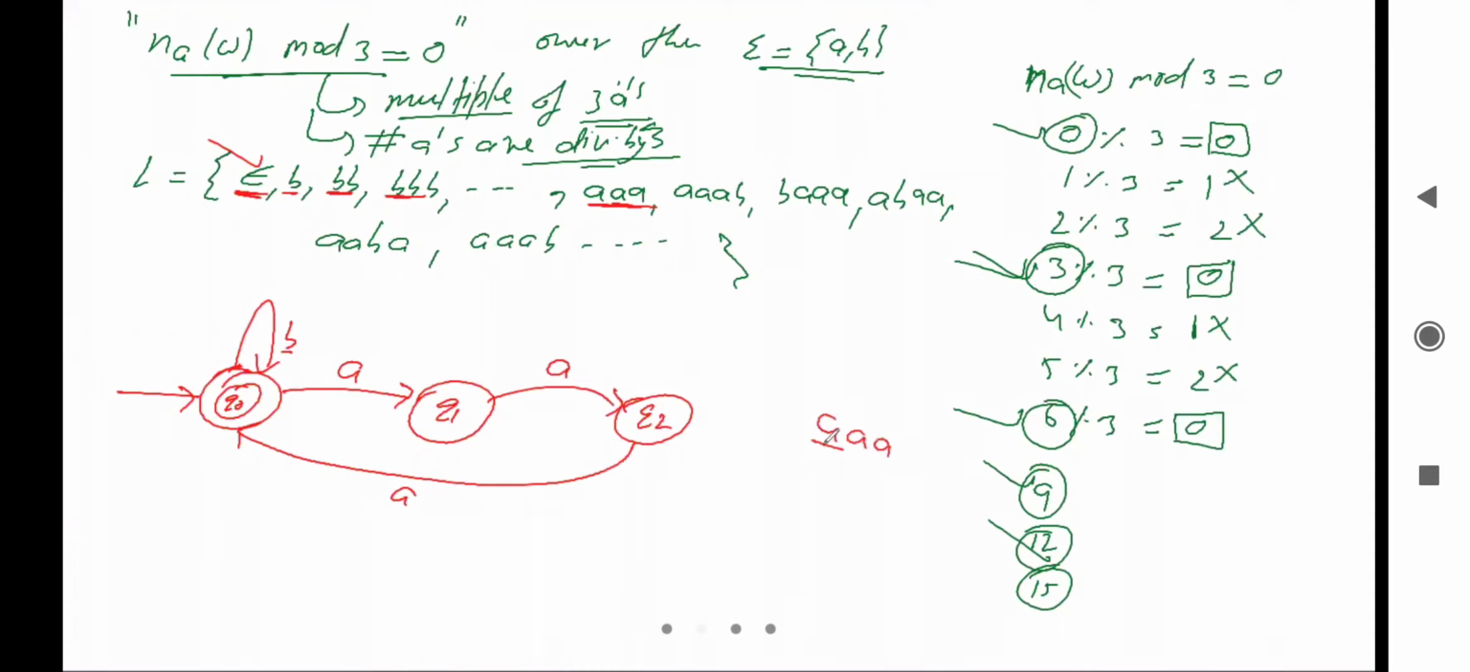How is it accepting? Initially from q naught we'll read a and go to q1. After that, again from q1 we'll read a and go to q2, and after that again from q2 we'll read a and go to q naught, and q naught is the final state. So we can say it is accepting triple time a. Okay, if it is accepting triple time a, then now we'll look for the transition of b on q1.